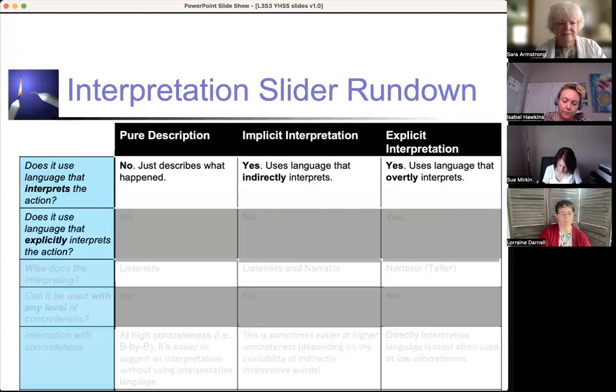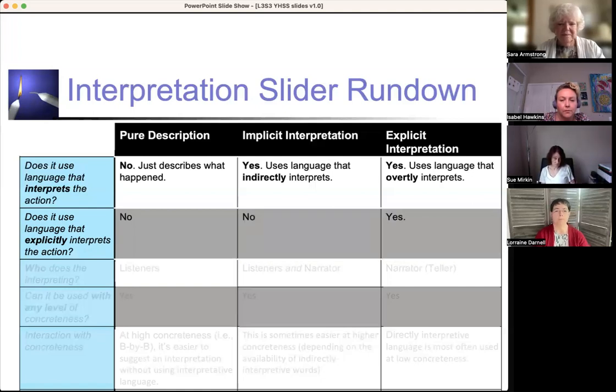So next question, does it use language that explicitly interprets the action? Well, you know what the answer to this is going to be, right? Pure description, of course, doesn't. Implicit doesn't explicitly do it. It's explicit that explicitly does it, okay? Who does the interpreting? Is it the listeners, the narrator, or the listeners sort of in conjunction with the narrator? Who does the interpreting for pure description, or for explicit interpretation, or for implicit?